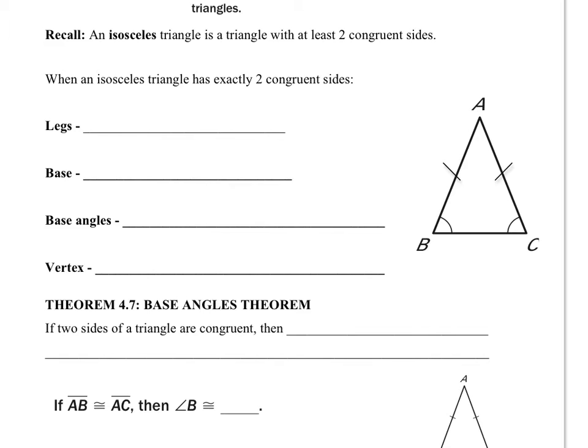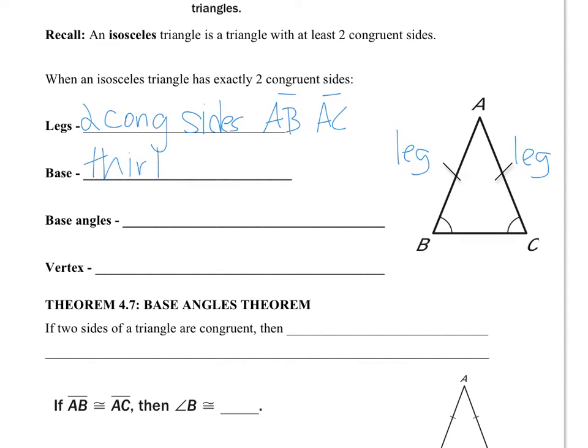The legs are the two congruent sides. So they would be AB and AC. The base is that third side. So it would be segment BC.